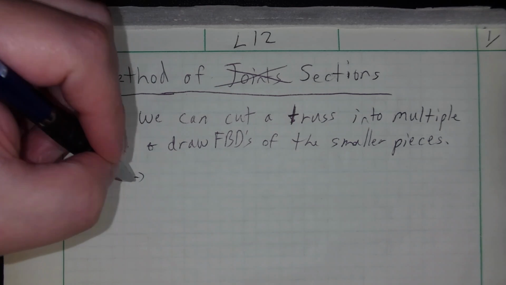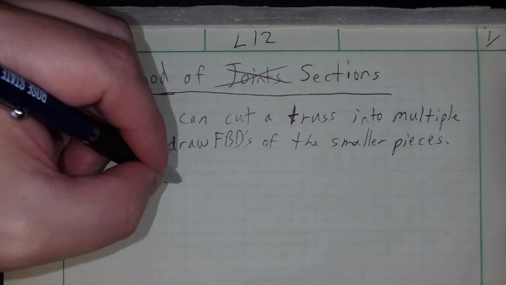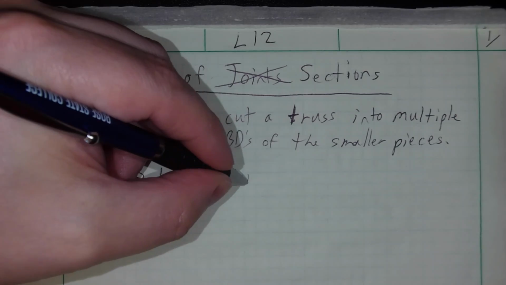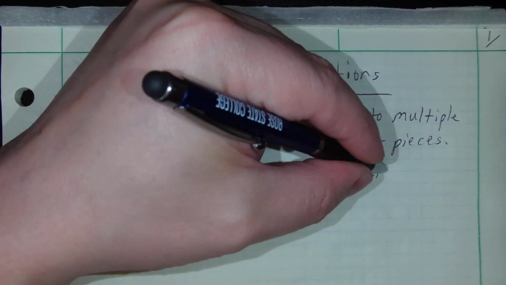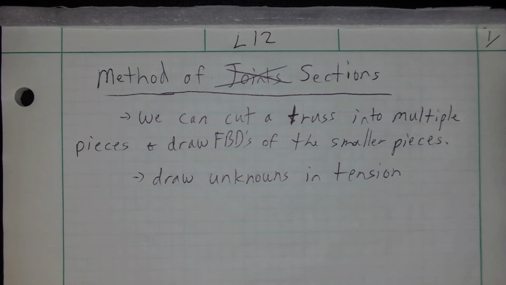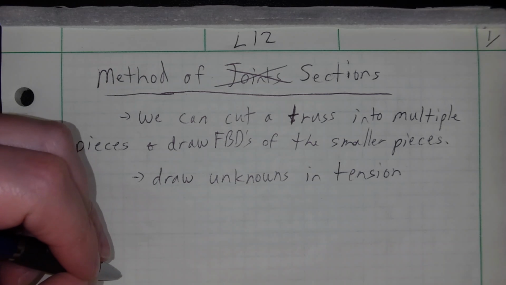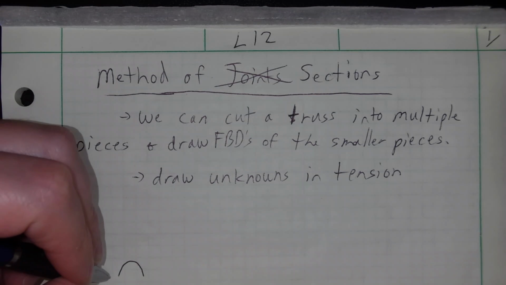And just like normal, draw unknowns in tension. I mean, you can look at it and say, well, it should be in compression, so I'm going to draw it in compression and just keep track of it. That's okay. Good practice, if we're not sure of the direction of force, we just go ahead and draw it in tension. And if we pick up the negative sign, we know it's compression, just like we saw with method of joints.